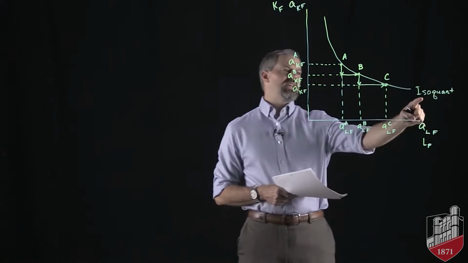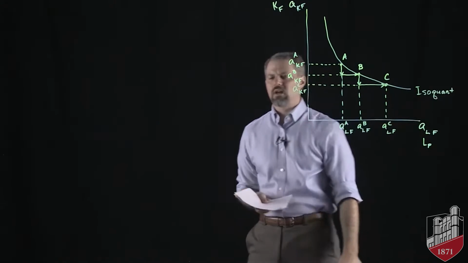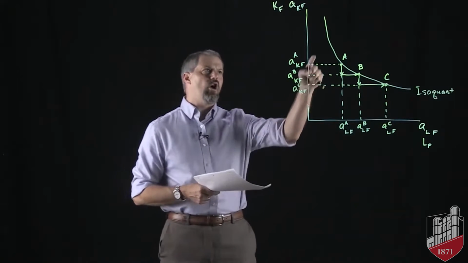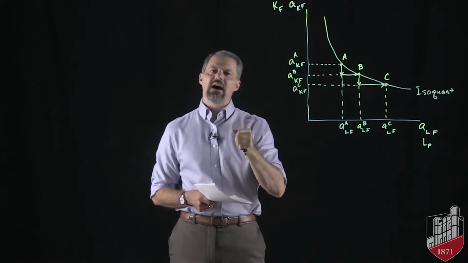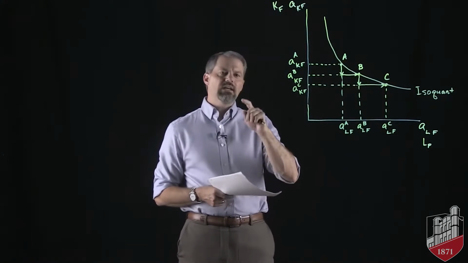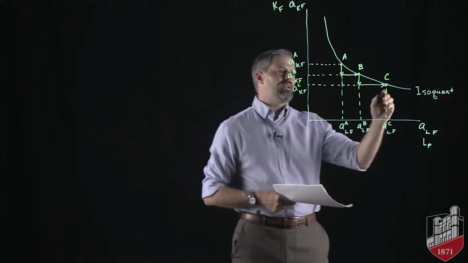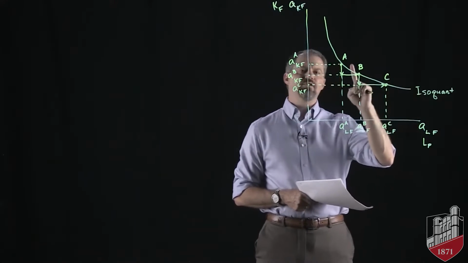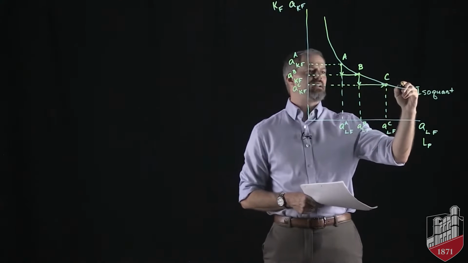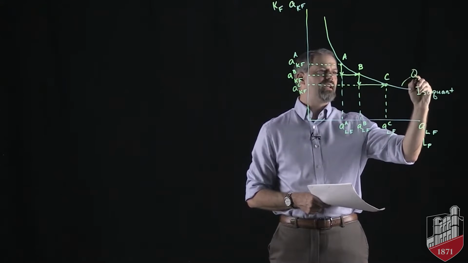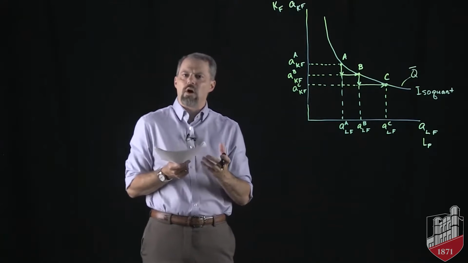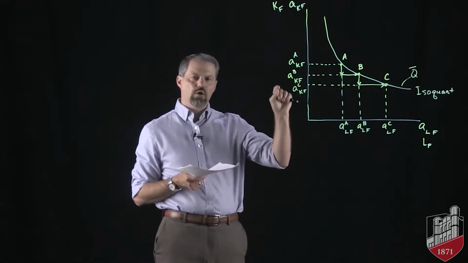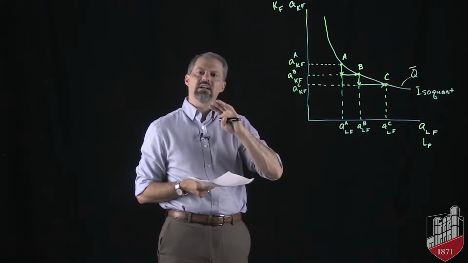Iso means same. Quantity stands for quantity. So these are all combinations of labor and capital that produce the same amount of output. In our example here, I've been talking about this as if it's producing 1 unit of food. If I wanted to label this isoquant, typically we call it Q, because it's producing some quantity of output. We put a bar over it to indicate that that quantity is the same.